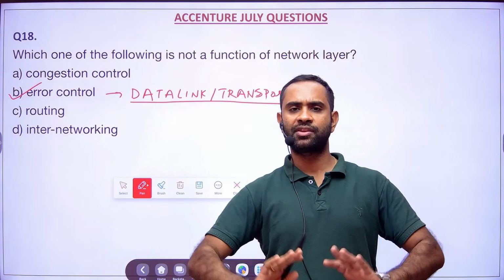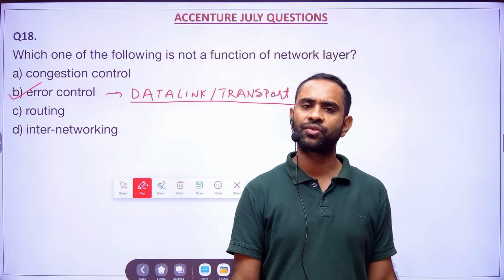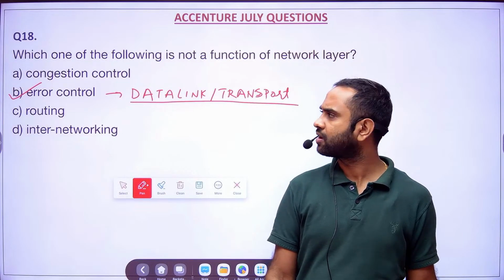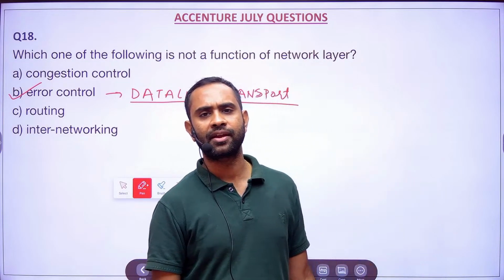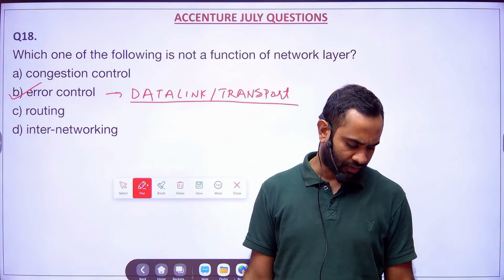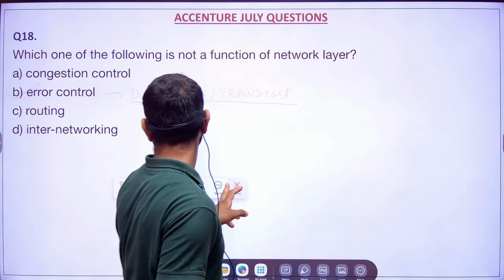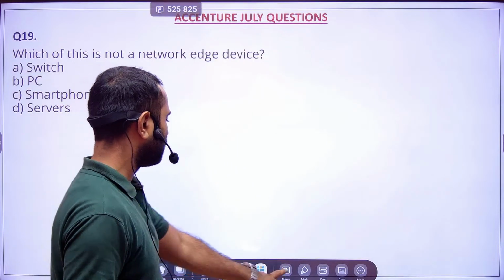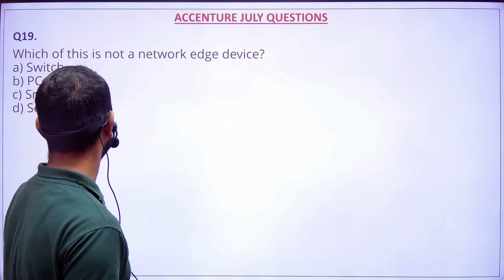The network layer will just put the logical address on your packets and forward them. It will even do internetworking and congestion control, but it will not be doing error control. Routing it will do: packets carry the address and it does the routing.